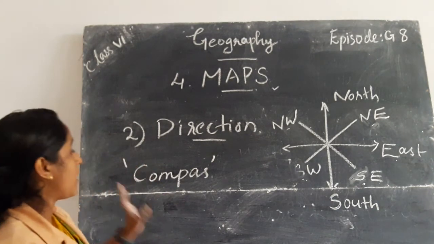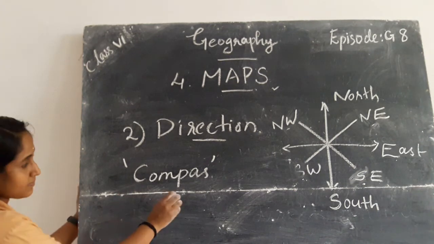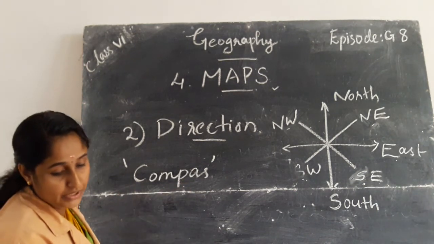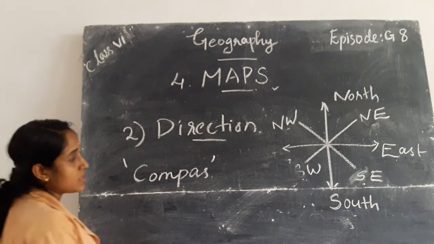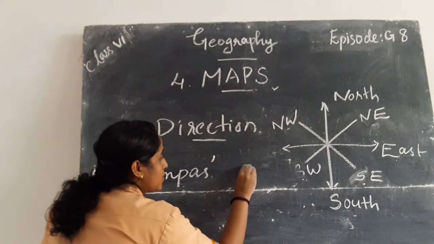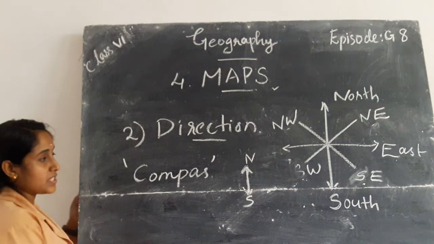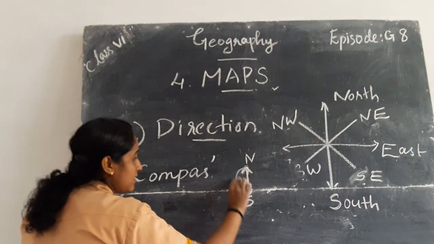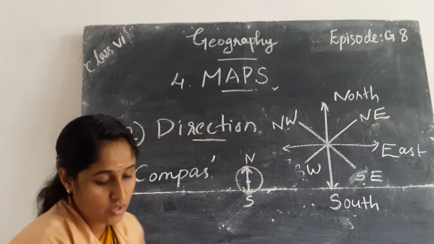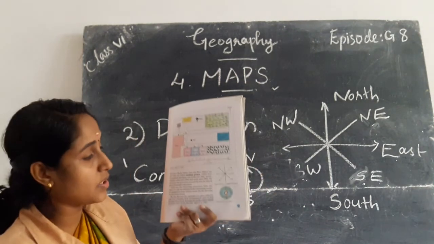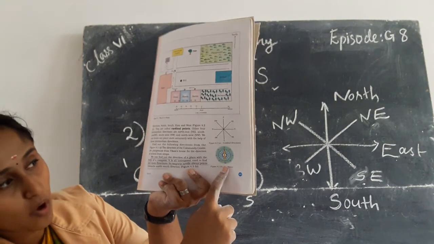Mainly, in every compass we have a magnetic needle that always shows the north-south direction. We can see it is like this. This in your textbook is the picture of a compass.